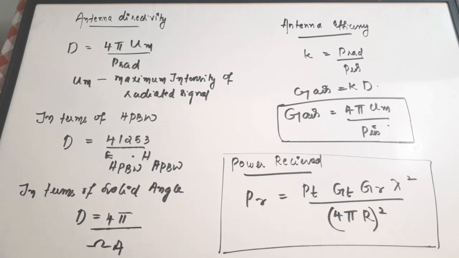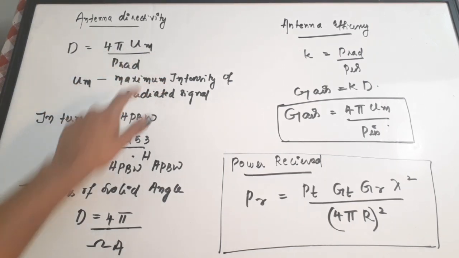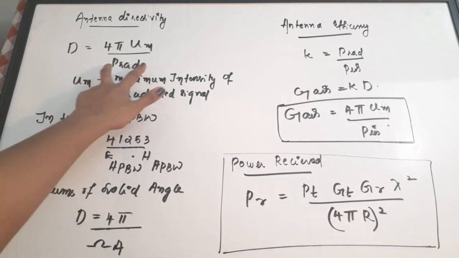Now, let us discuss antenna directivity in terms of the power radiated and the intensity of the signal to which it can concentrate. So directivity is generally represented using D. Whenever you see this capital D, most probably it is directivity. Sometimes diameter is also represented by D, but most probably capital D in antenna is directivity. Okay. So directivity D is equal to 4 pi Um by P rad, where P rad is the radiated power.